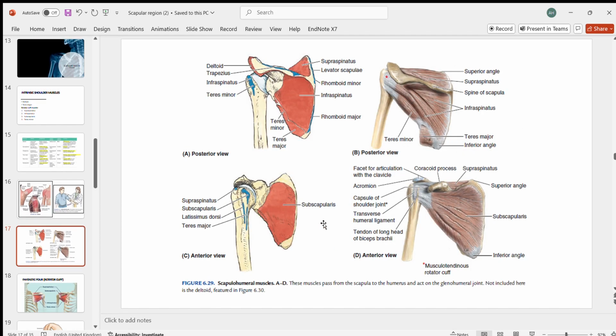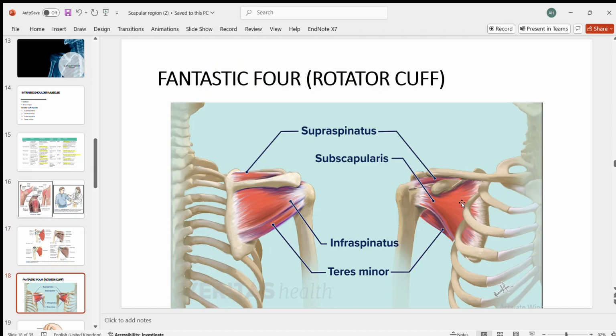In this picture, we can see the muscles of the scapular region. Here the supraspinatus, infraspinatus, teres minor, teres major, subscapularis. The deltoid is removed here. The four rotator cuff muscles, also called the fantastic four muscles, are the supraspinatus, infraspinatus, teres minor, and the subscapularis.